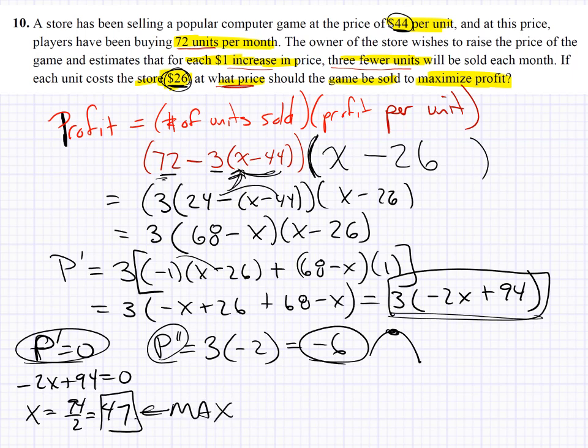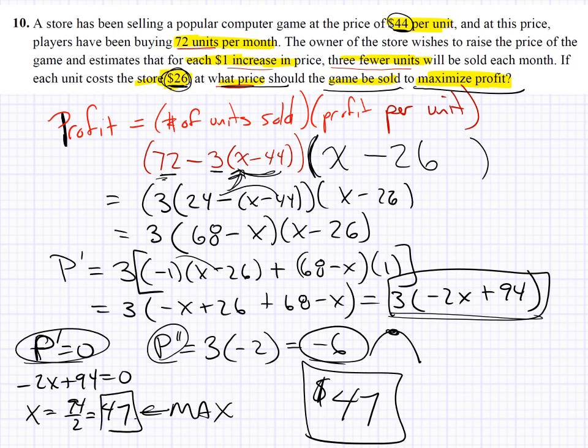So the idea is, what's the price that we should sell the game for to make a maximum profit? X, remember, was the price that we're going to sell for. So $47 would be that exact price to maximize the profit. If you go over $47, while you might make money, you're not going to make it at the same clip you were before because you're selling less units. So 47 is the perfect selling price so that you can maximize your profit. Right?